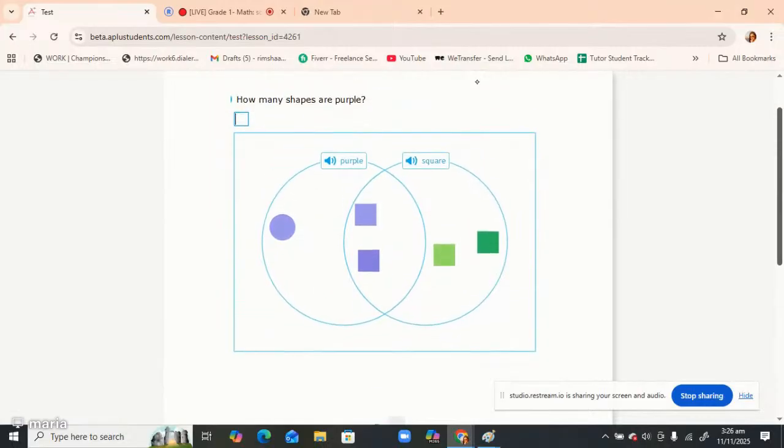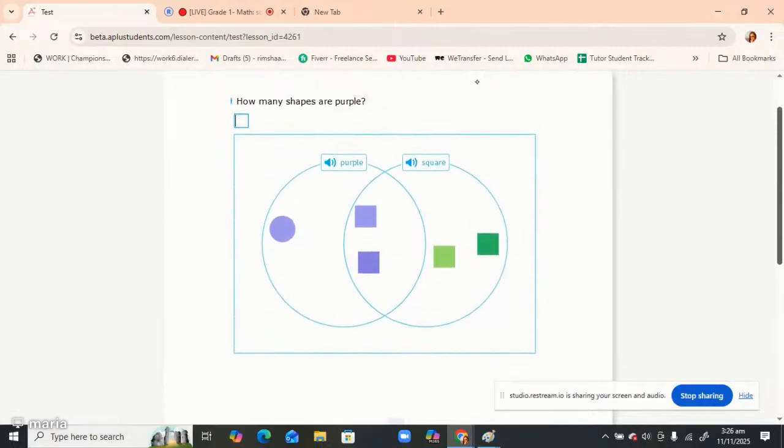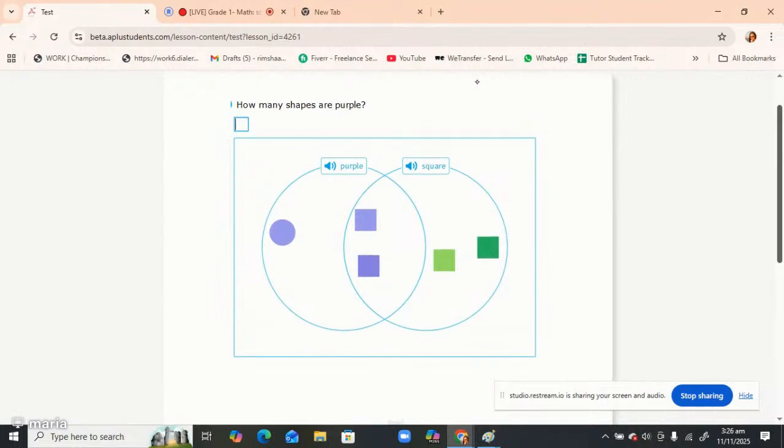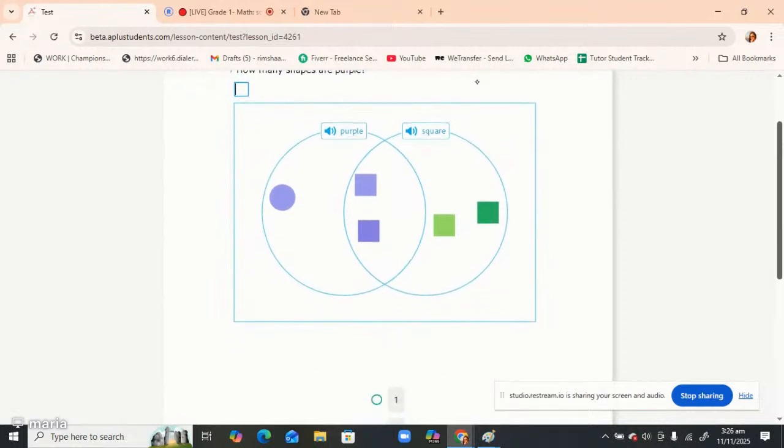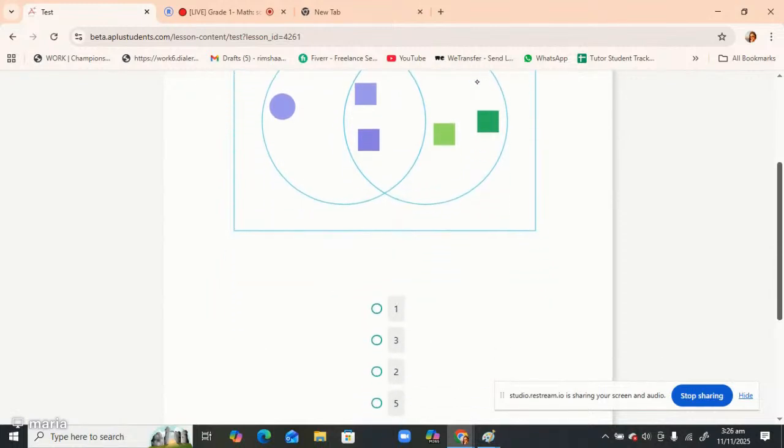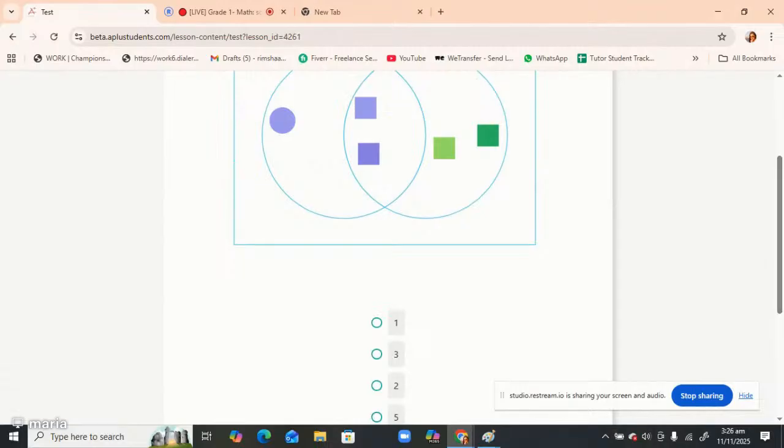Now let's see how many shapes are in purple. So you guys count how many shapes are purple. Check it out. Then you guys tell me how many shapes are in purple. The one here is a circle and two triangles which are in purple color. The remaining two are green. Okay, so these are total 3.